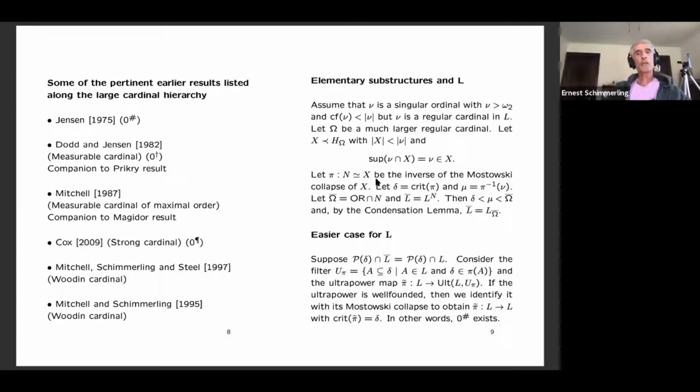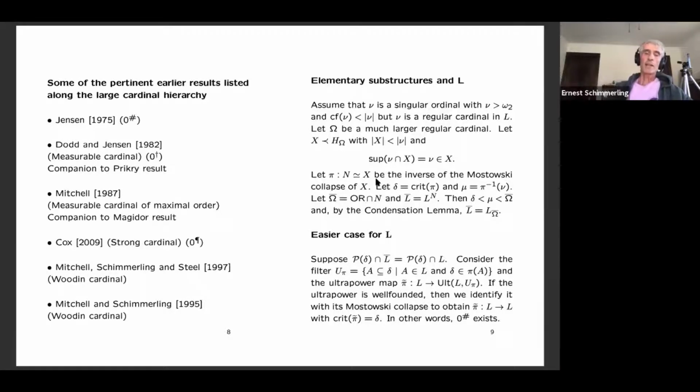Okay, so there are two cases. In the first case, I'm just going to show that zero sharp exists. The first case is that all constructible subsets of delta belong to L bar, which, by the way, would be the same as saying they belong to N, because N's version of L is just L bar.